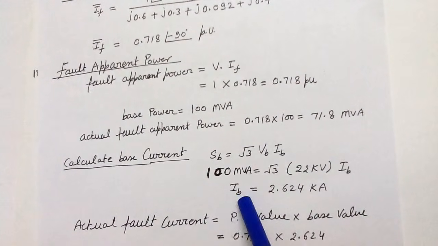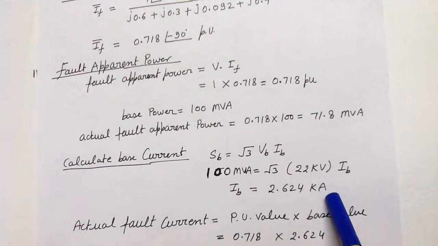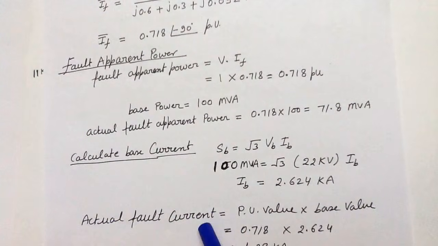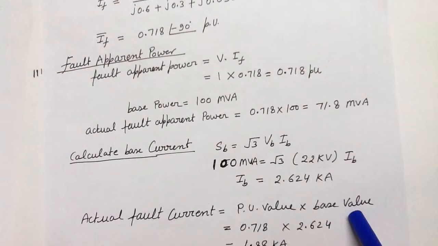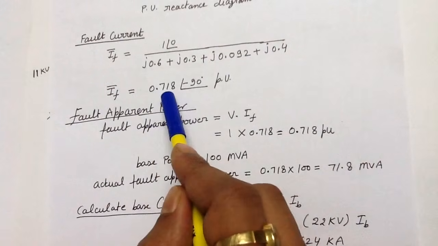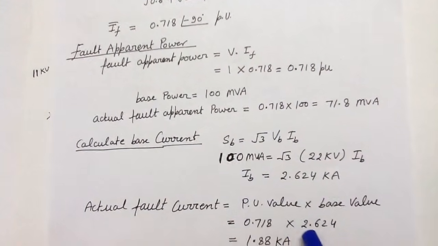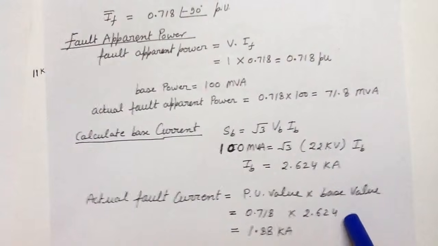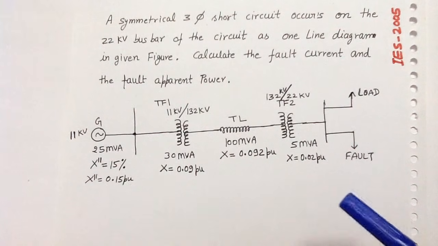So we can write the base current. The base current will be 2.624 kilo ampere, and easily we can calculate the actual fault current. The actual value equals the per unit value into the base value. The per unit value of the fault current is 0.718 into the base value, which is 2.624 kilo ampere, and you will get the actual fault current as 1.88 kilo ampere. In this way, we have solved this problem.